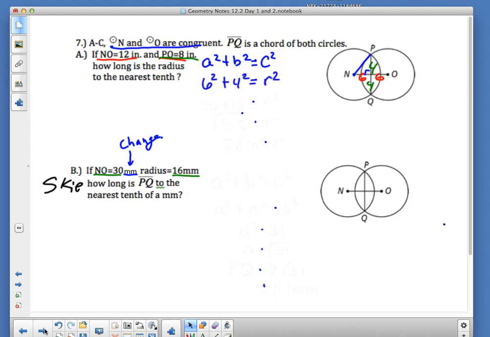6 squared plus 4 squared equals r squared. I plug them in: 36, 16, 52. And I've got to take the square root. I pop into my calculator something more than 7, but less than 8. So I've got that going. Now I'm going to skip this next one because I've got one left, and it's one of my favorite problems to do. I want you guys to try it and think about it. It's part of the video. So you ready?